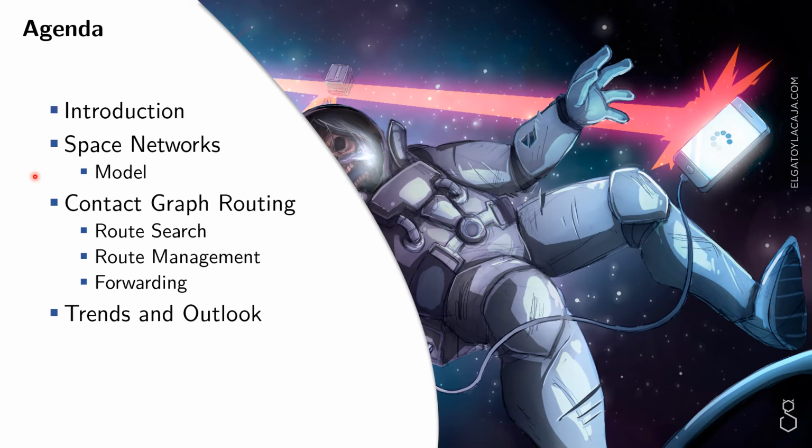And once we have the model in mind, then we're going to jump directly into what contact graph routing is, and how this routing algorithm takes advantage of these specific models for space networks, and also of the concepts of operation behind routing in space networks. And finally, we're going to terminate the talk by hinting at some trends and outlook for future research in the area.